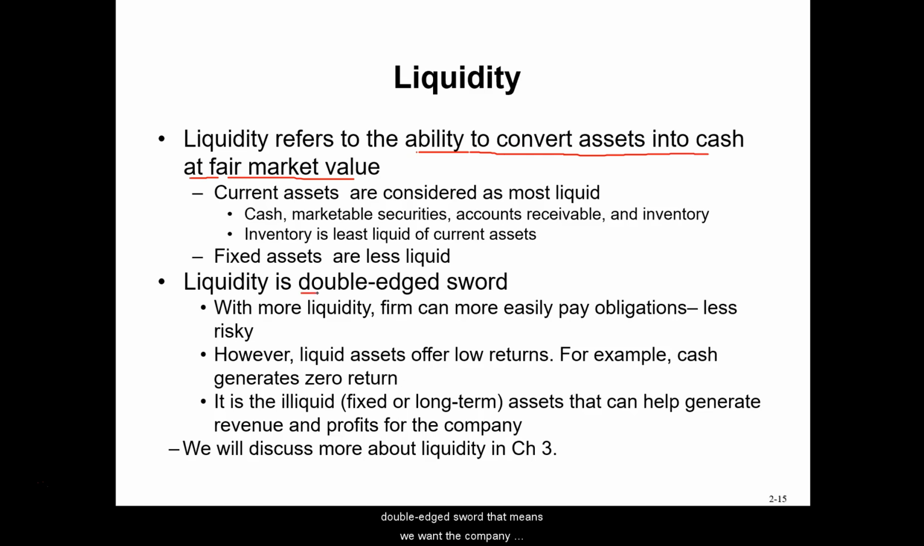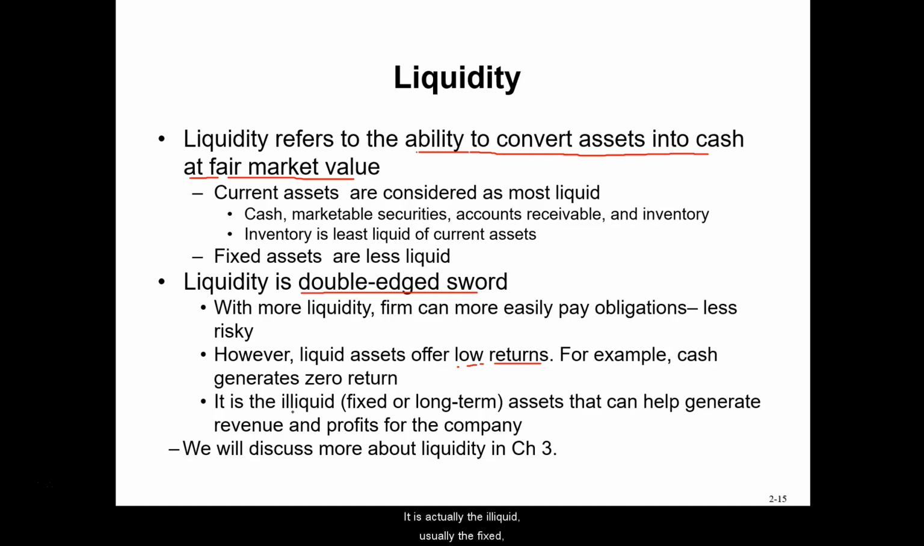When we say liquidity is a double-edged sword, that means we want the company to have a decent level of liquidity, because with more liquidity, companies can pay for their obligations more easily. They have enough cash, right, to cover their bills. So that makes the business less risky. However, if the company has too many liquid assets, those liquid assets can generate very low return. Cash itself generates zero return.